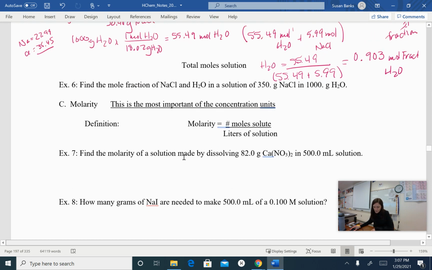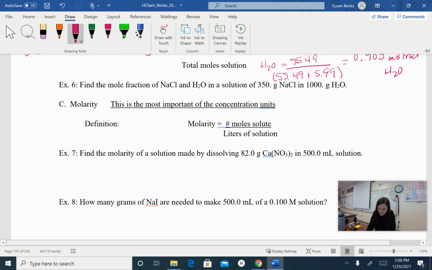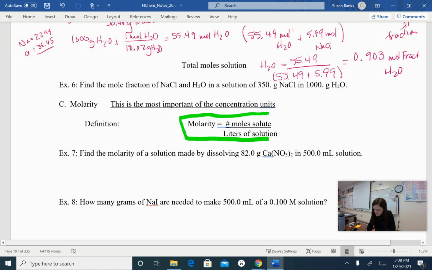Okay, so here we go. Molarity. Molarity is the most important concentration that we use. We use it all the time for the rest of the year. It is moles of solute divided by liters of solution. This is the one that you really have to get your mind around. We're going to do a couple of examples of these.